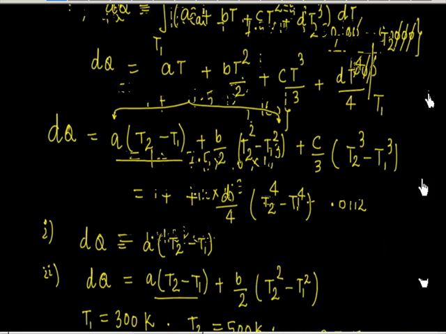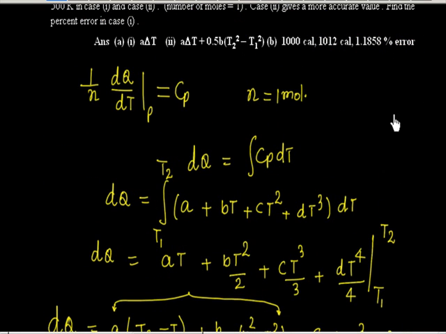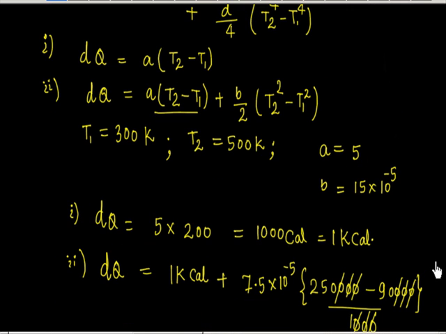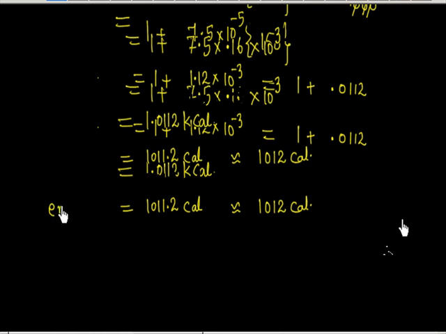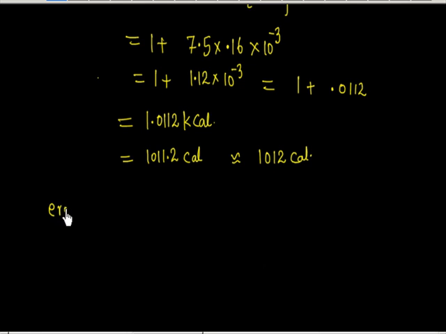Let us check the answer. Yeah, you have 1012 calorie. So if you multiply this by 1000, you will have around 1011.2 calorie, approximately equal to 1012 calorie. Now what is the error we are making? If you use the first method and the second method, the second method is more accurate. So we will assume the second method is the true method.